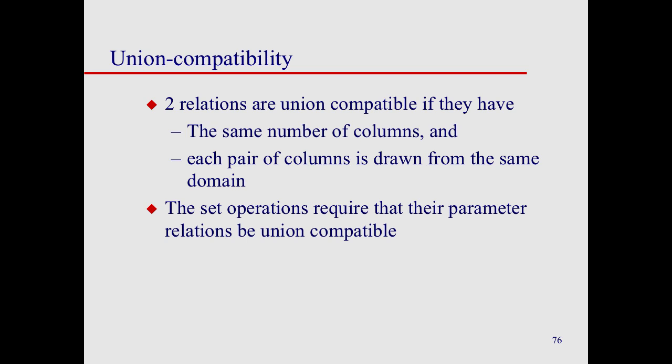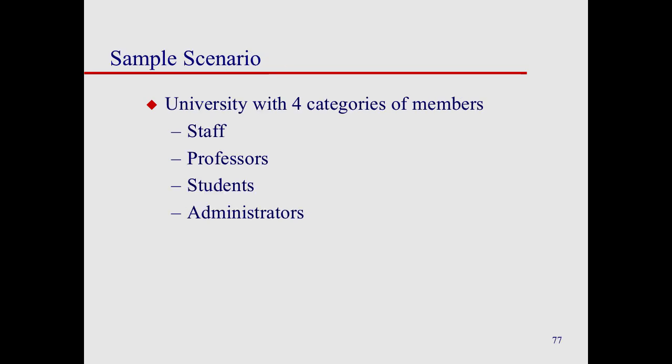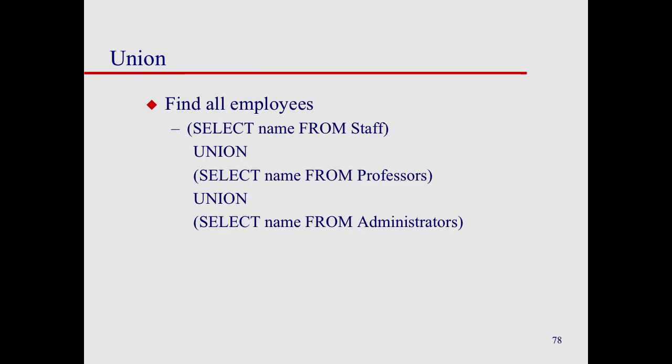That means if you start out with one relation having four columns and the other relation having three columns, you actually have to project the first relation down to three columns in order to make it work. So same number of columns and same data types. As an example, let's say we have staff, professors, students, and administrators at a university. As you might imagine, there might be some overlap. Some staff might be students, some administrators might be professors, some professors might be students.